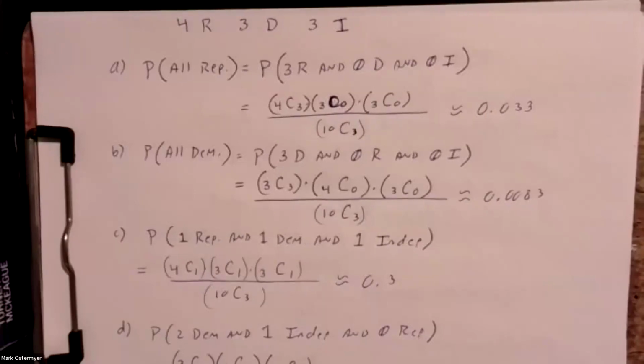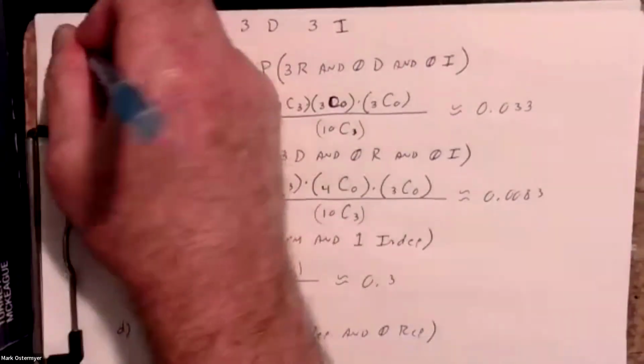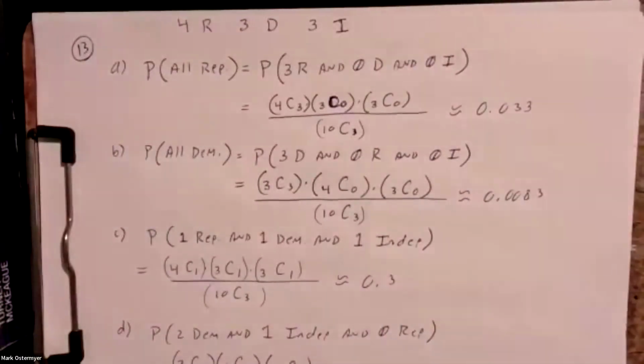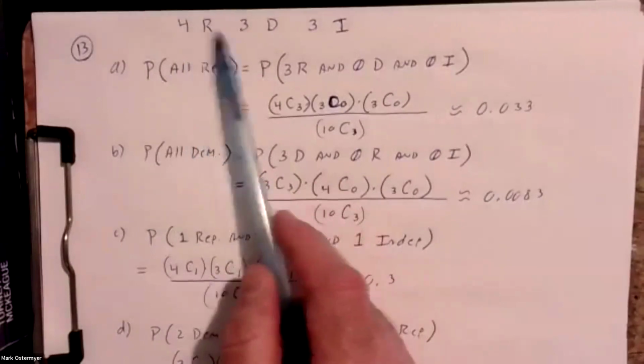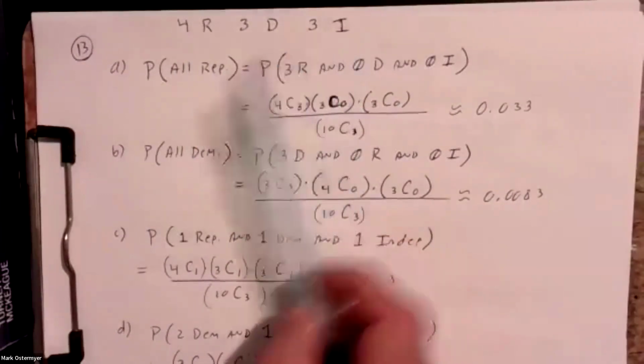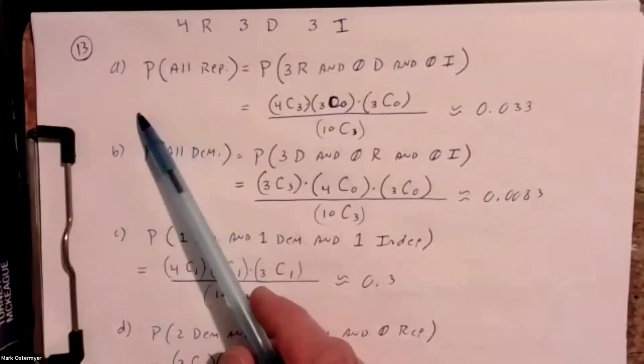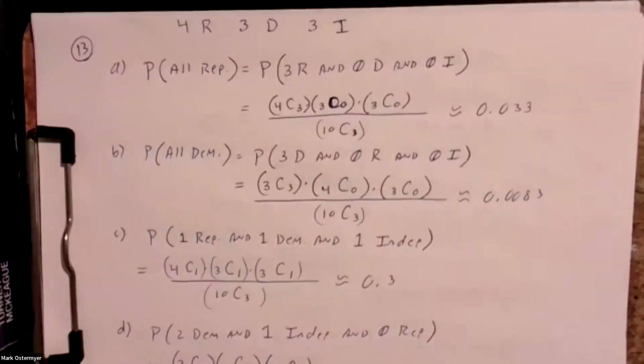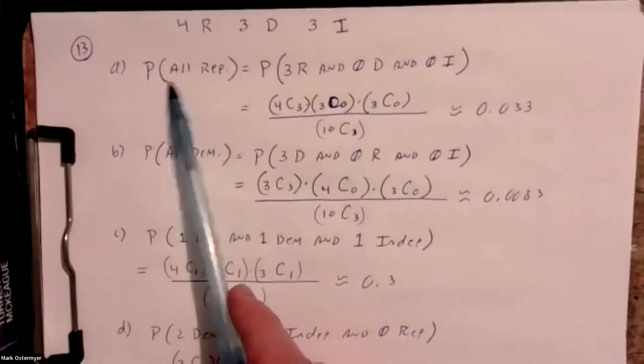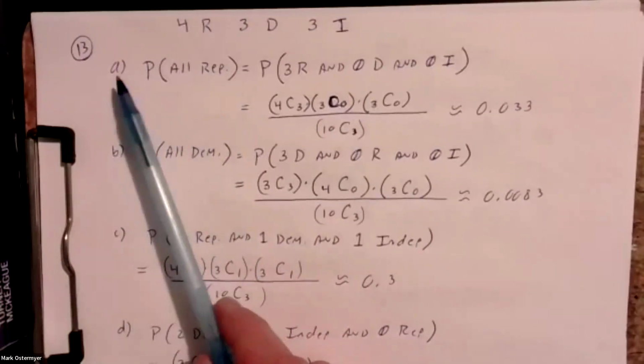All right. This is number 13. Section 10.5. Now, what do we have available? We have 4 Republicans, 3 Democrats, and 3 independents. If we select a committee of size 3, what's the probability that all 3 selected are Republicans?